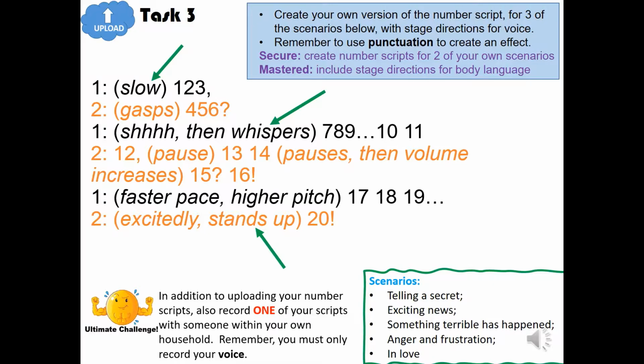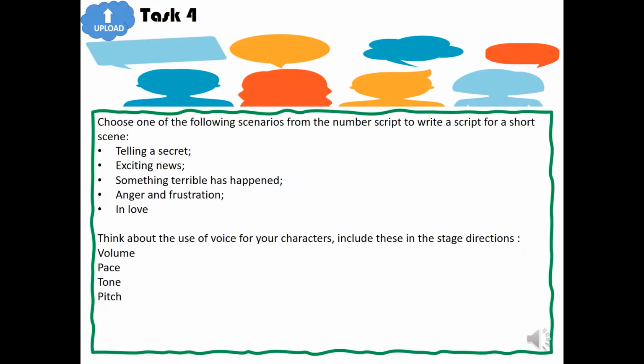So year 7, let's test your skills. Your task is to choose one of the scenarios from the number scripts that we've looked at today and create a script for a short performance. So you must think about your character's use of voice, the volume of their voice, the pitch of their voice, the tone of their voice. So think of your character's use of voice and think of your character's body language. So that would be the gestures, your face expressions and your posture, and include this into your stage directions.